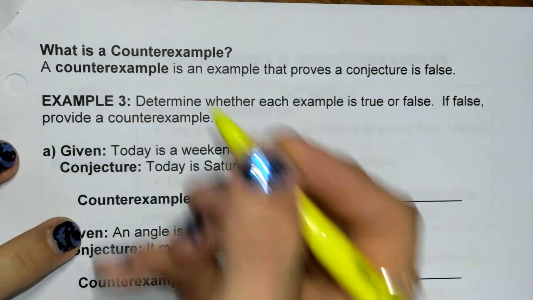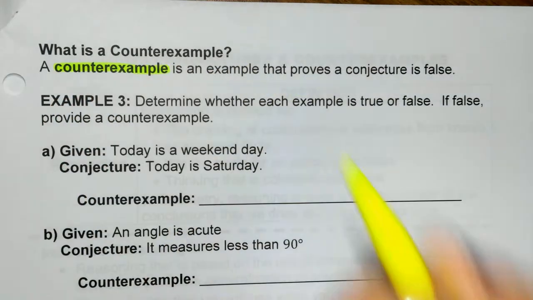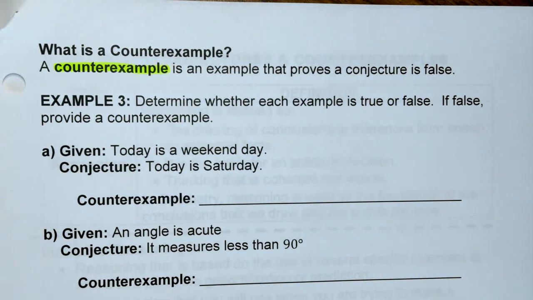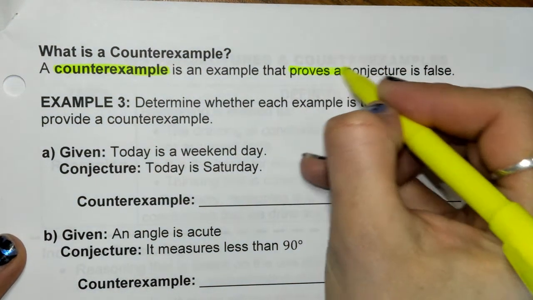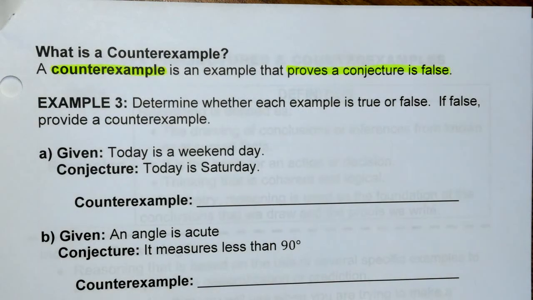Our counterexample: when we have a conjecture, let's say I told you, based on what I know, I'm looking outside and I can see the blue sky and there are no clouds. So my conjecture is it's sunny. Well, I can prove that that's false. What happens at night when there are no clouds in the sky? It's not sunny. That's what we call a counterexample, that nighttime. This is going to prove a conjecture false. Prove that you're wrong. Okay?